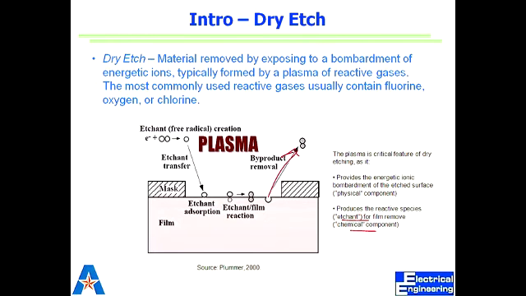Chlorine is mostly used for etching aluminium. Aluminium, or even aluminium oxide, Al2O3, is also removed by chlorine. But fluorine is mostly used to etch silicon as well as silicon dioxide. You may have seen in the lab that we use HF to etch away silicon dioxide by wet chemical etching. So fluorine is used to etch both silicon and silicon dioxide.